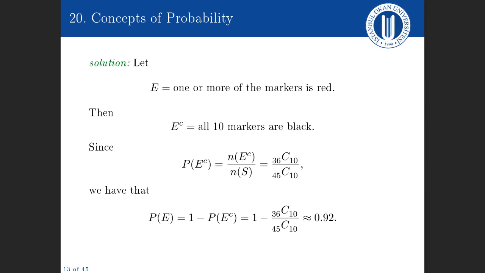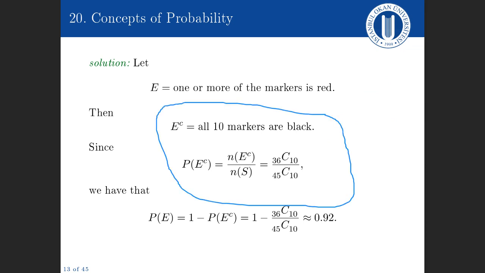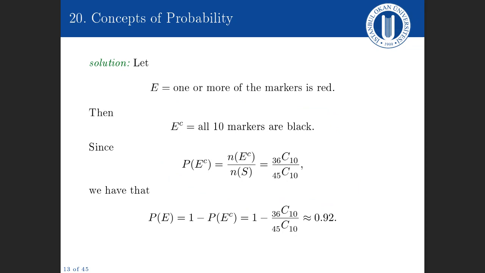Okay, so what is the probability that all 10 markers are black? Probability is the number of elements, the number of simple events in your event divided by the number of elements in the whole sample space. How many simple events are in the whole sample space? That's the same as saying, how many different ways can we choose 10 markers out of 45? And we studied that last week. We know that there are 45 choose 10 different ways to choose 10 markers out of 45.